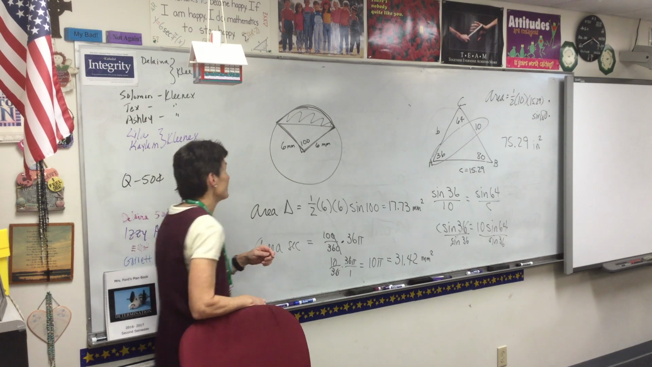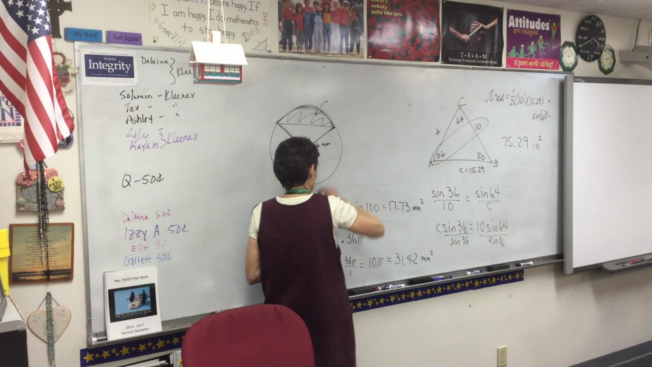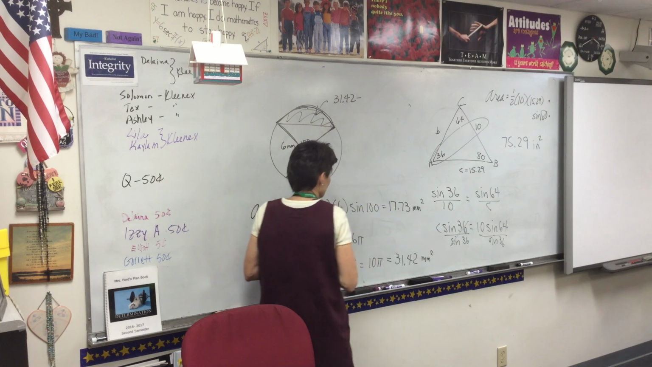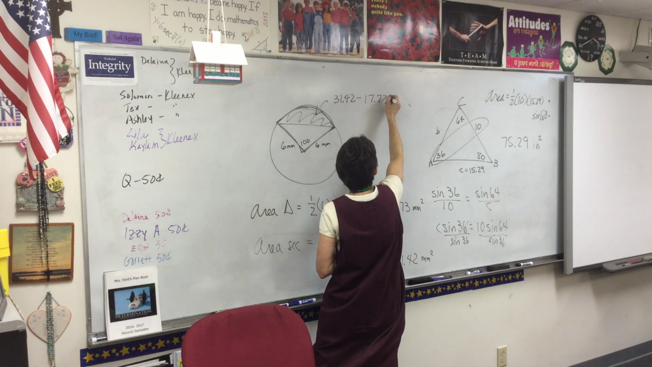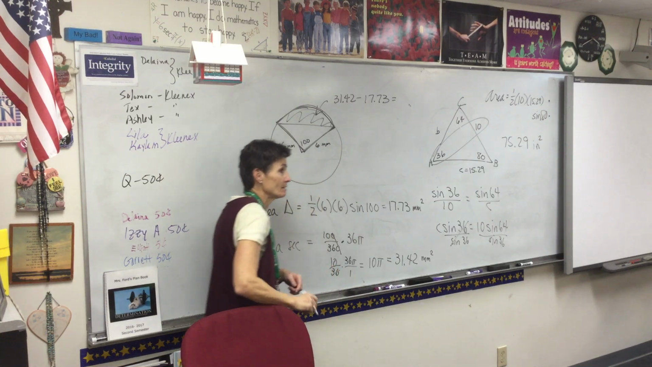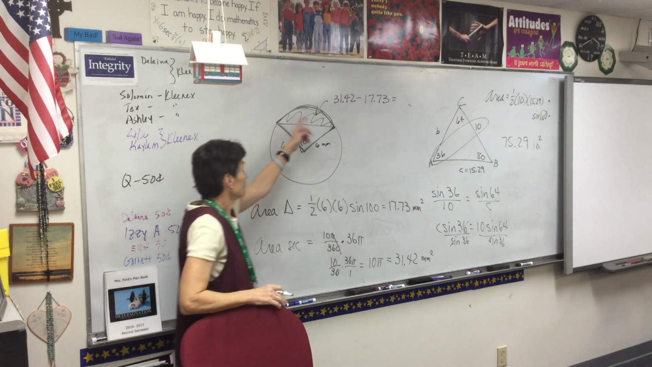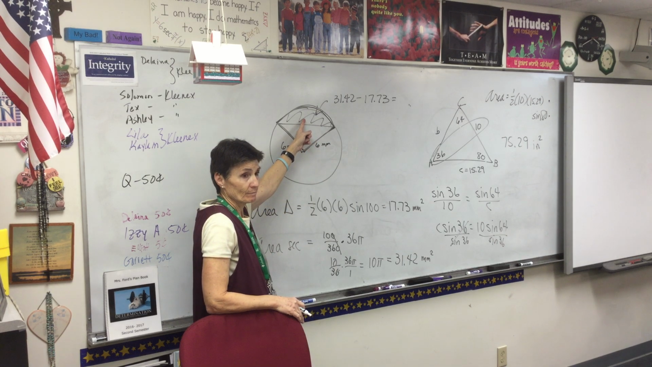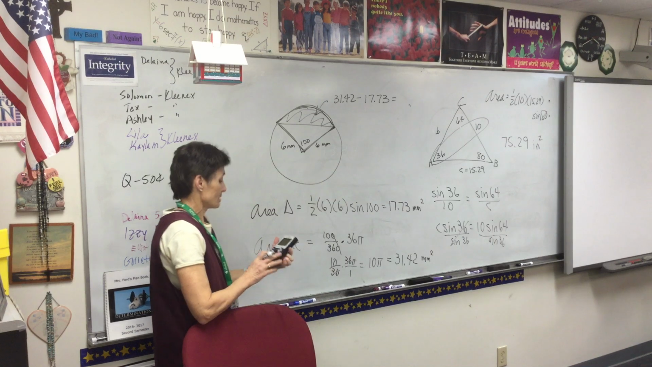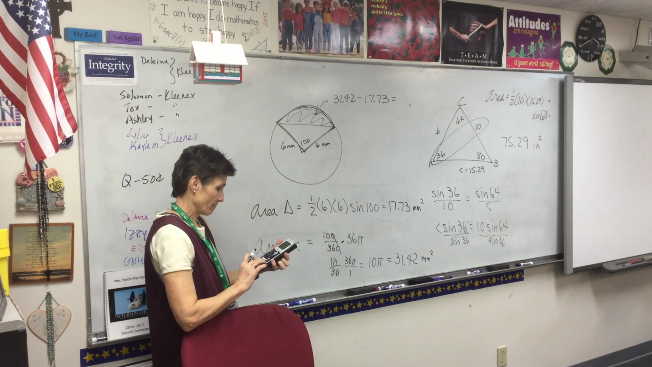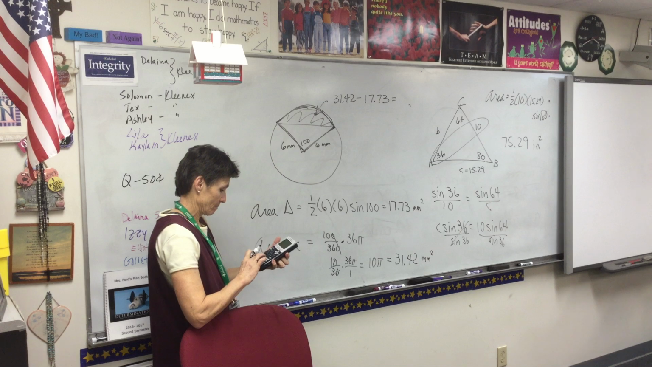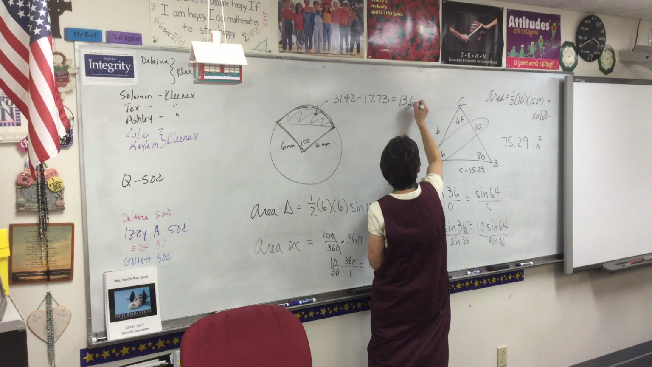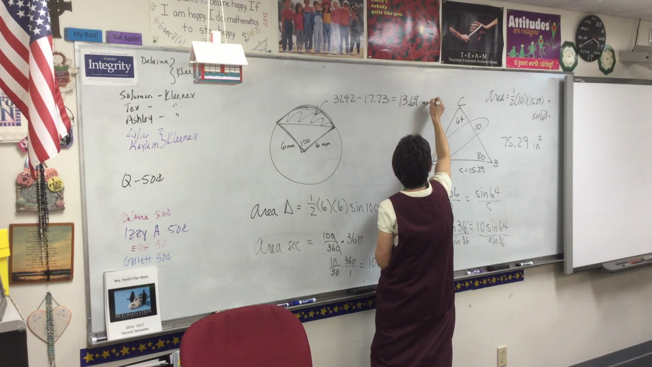And so then how do we find the area of the segment? We'll take 31.42 and subtract 17.73. Does that make sense to everybody? We take the whole sector, subtract out the white part, and don't we get the black part? Yep. So that's 13.69 in millimeters squared.